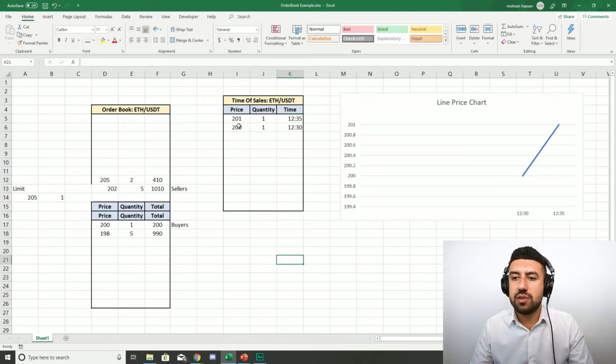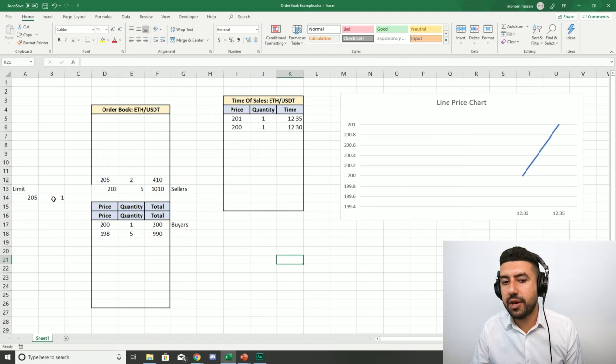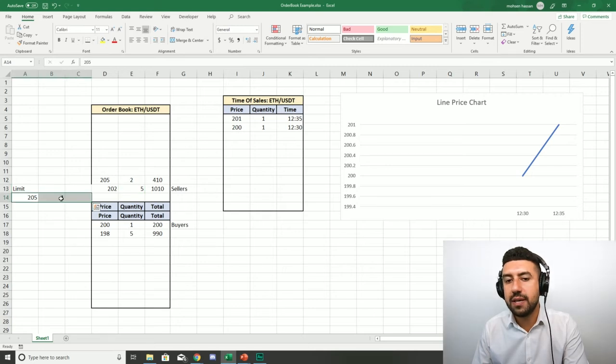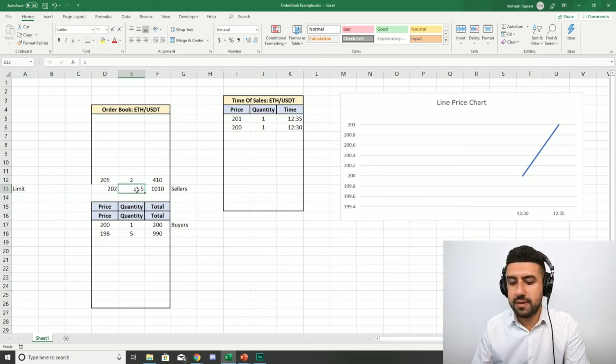So you see the time of sales changed. And you see that the chart that we have here, which is the chart that you look at, updates, because every time a transaction happens, it updates the chart. Now this guy still wanted another coin, another Ethereum at 205. There's still a seller at 202 that wants to sell 5. He's going to get one of them, so the order gets completely filled. He sells one to him at 202.